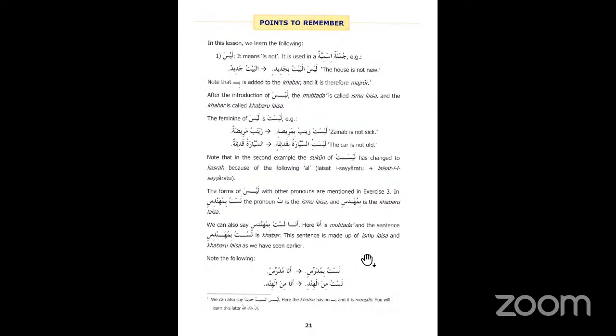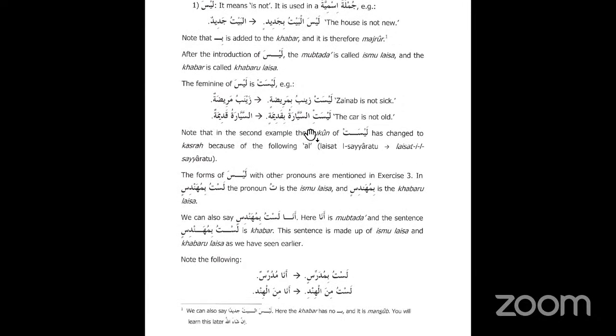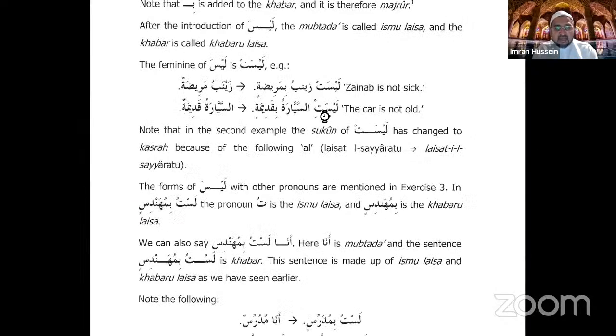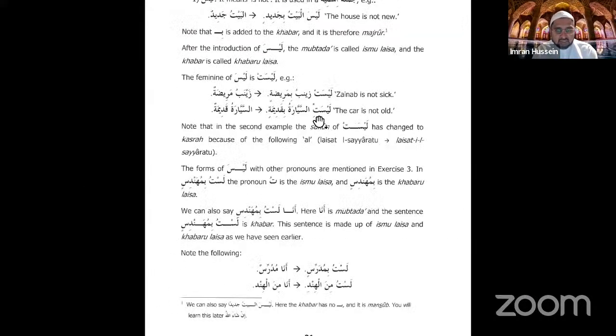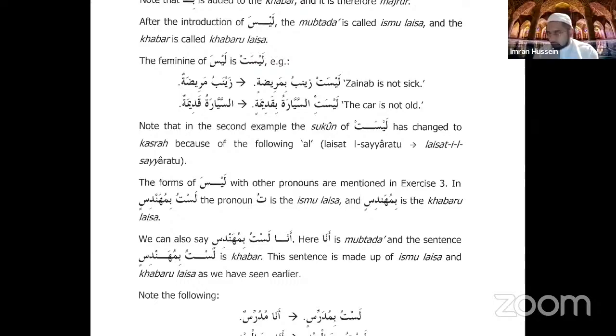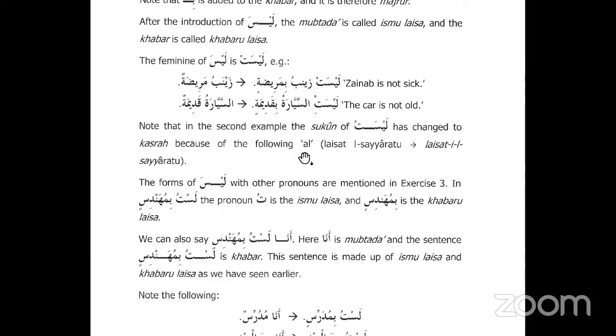Note that in the second example, the sukun of laysat has changed to a kasra because of the following al. Laysatis-sayyaratu. Whenever the singular feminine laysat comes, you change the sukun to a kasra when the noun after it has the definite article, alif lam. The forms of laysa with other pronouns are mentioned in exercise 3.